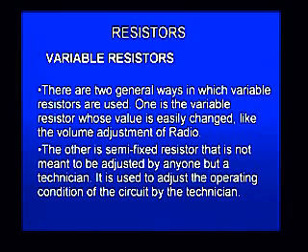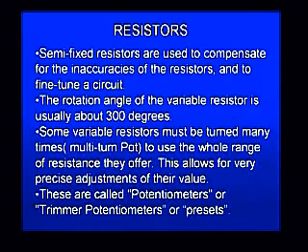The other one is called potentiometers. The semi-fixed resistors are used to compensate, for example, for inaccuracies in resistors. You won't be able to get a very precise value, and then you can use this type of semi-fixed resistor and set it to a fixed value for fine-tuning a circuit. The rotation angle of most variable resistors will be around 300 degrees.